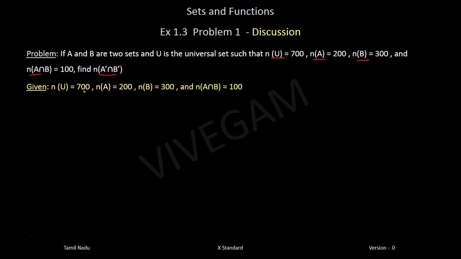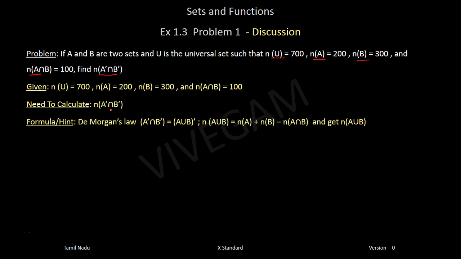N of U is 700, n of A is 200, n of B is 300, n of A intersection B is 100. And what are we asked? We are asked to find n of A complement intersection B complement. What is the formula? I hope you remember De Morgan's law. According to De Morgan's law, A complement intersection B complement is A union B the whole complement. Or n of A complement intersection B complement is n of A union B whole complement. So instead of finding this, if we find n of A union B whole complement, we will be able to get the value, right? But what is n of A union B?